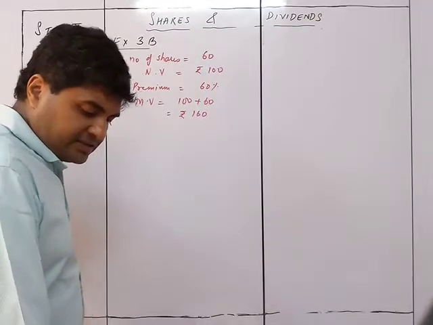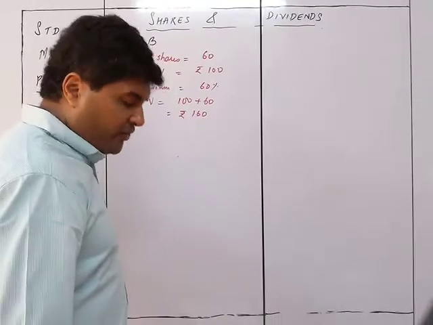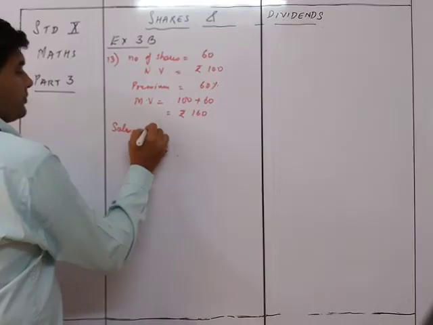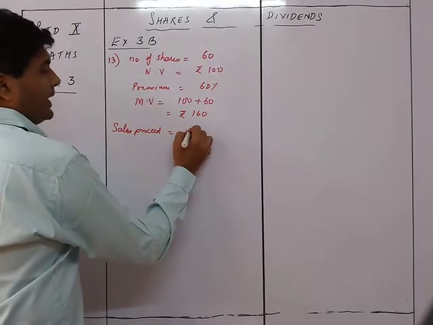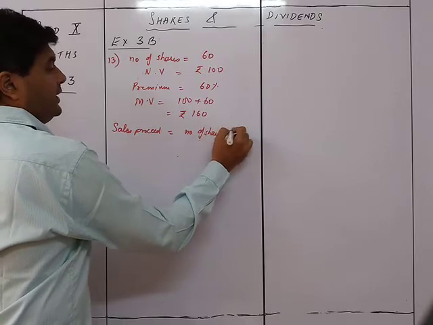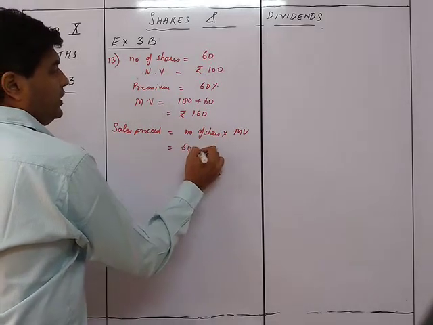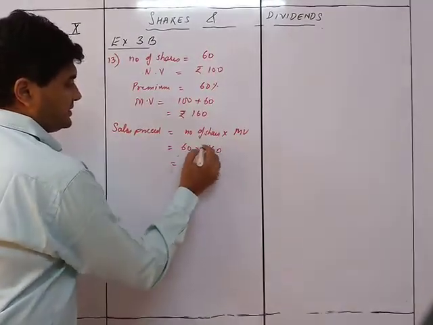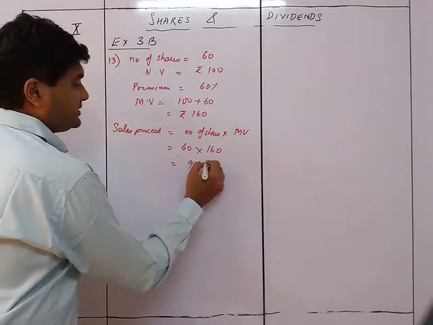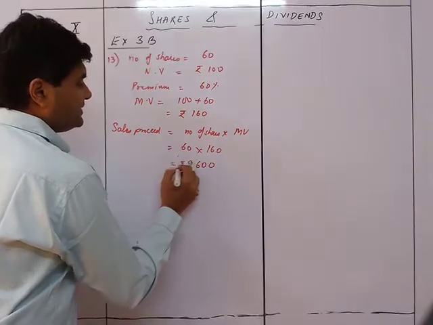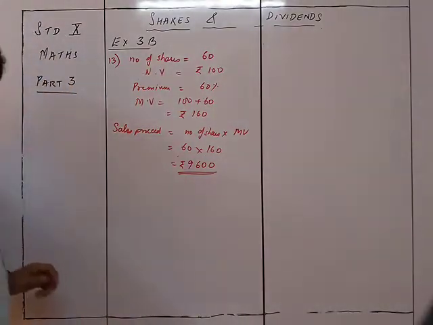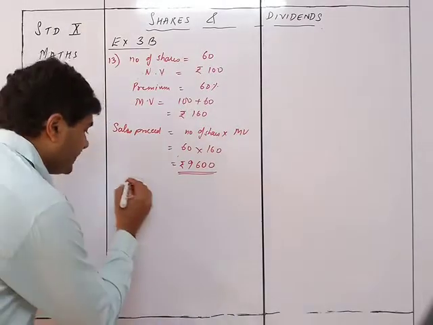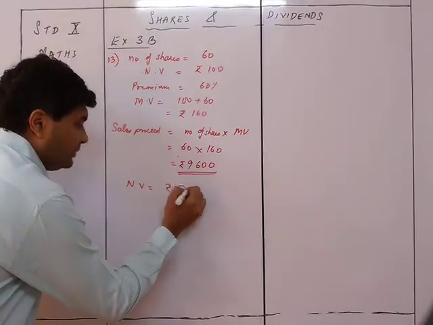He invests the proceeds in shares of nominal value 50. So now sales proceeds is equal to number of shares into MV, is 60 into 160, 96 here. So rupees 9,600 is the amount available for investment now. So where does he invest it? He invests the proceeds in a share of nominal value 50. So now the nominal value is equal to rupees 50.